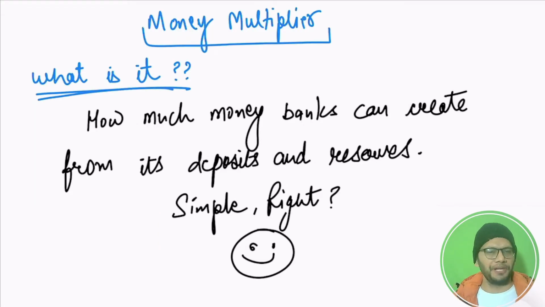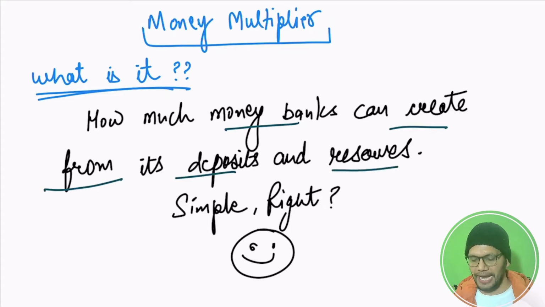So let's define money multiplier. According to the standard definition, money multiplier is related to banking. How much money a bank can create from its deposits and reserves is called the money multiplier. When we read this statement, it seems very simple, but no, it is a little bit complicated. So now let's dive into the detailed part of it.